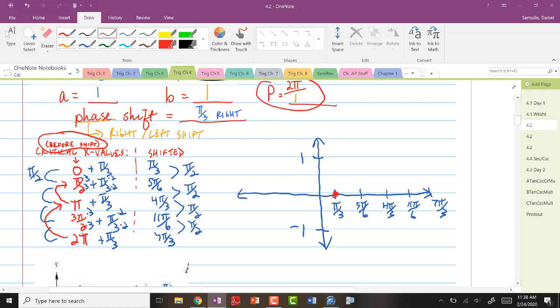Then what's 5 pi over 6, comma? 1. I'm losing some people. If you don't know this, then I don't know what the worksheet was for. But that's the point. It moved right. This is still the starting point, but now it's at pi over 3, not 0. So that's why we still graph sine. What's 4 pi over 3, comma? 0. 11 pi over 6, negative 1, and then back to 0.